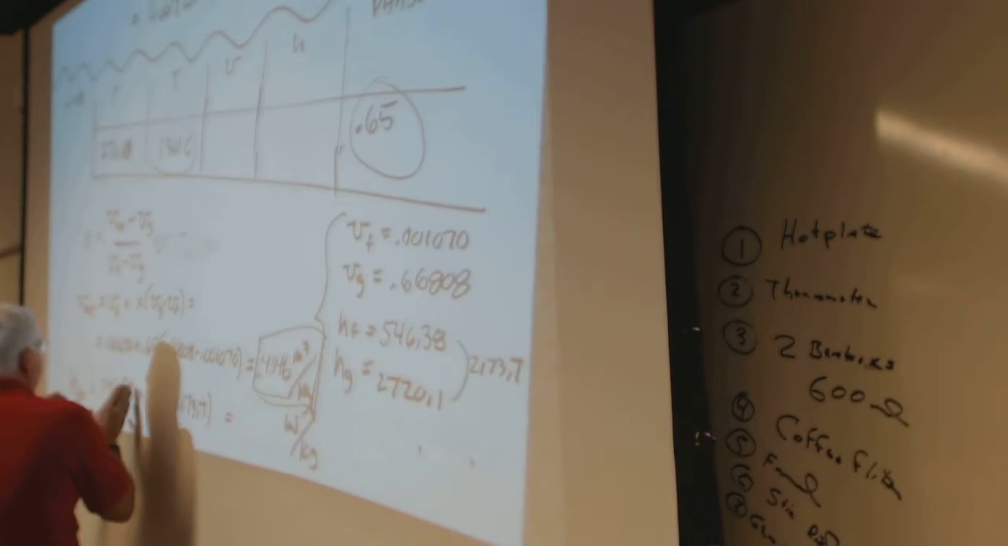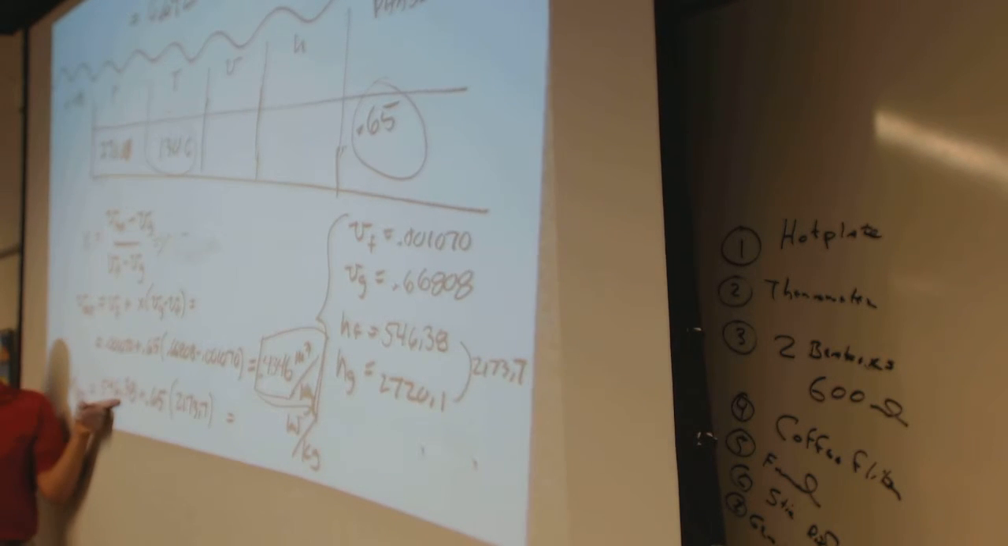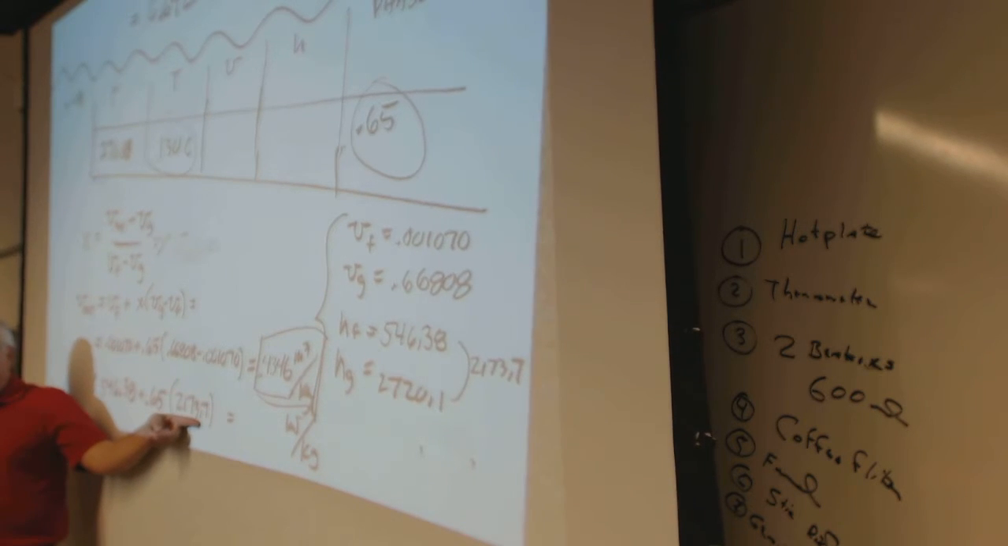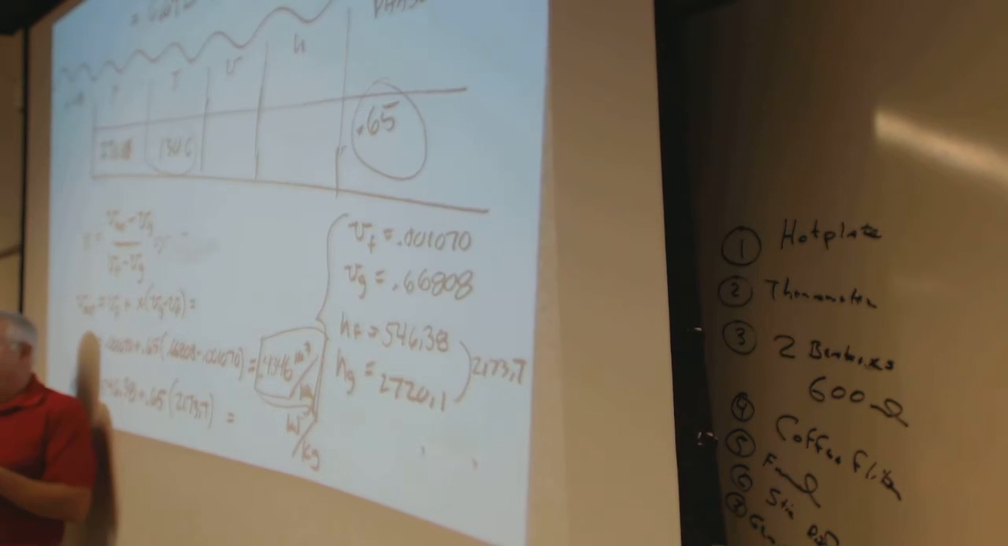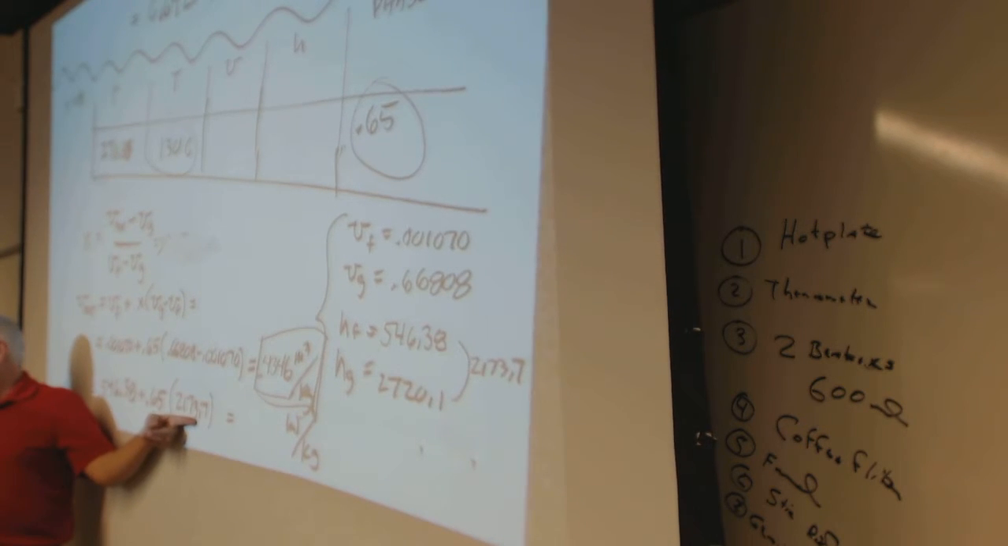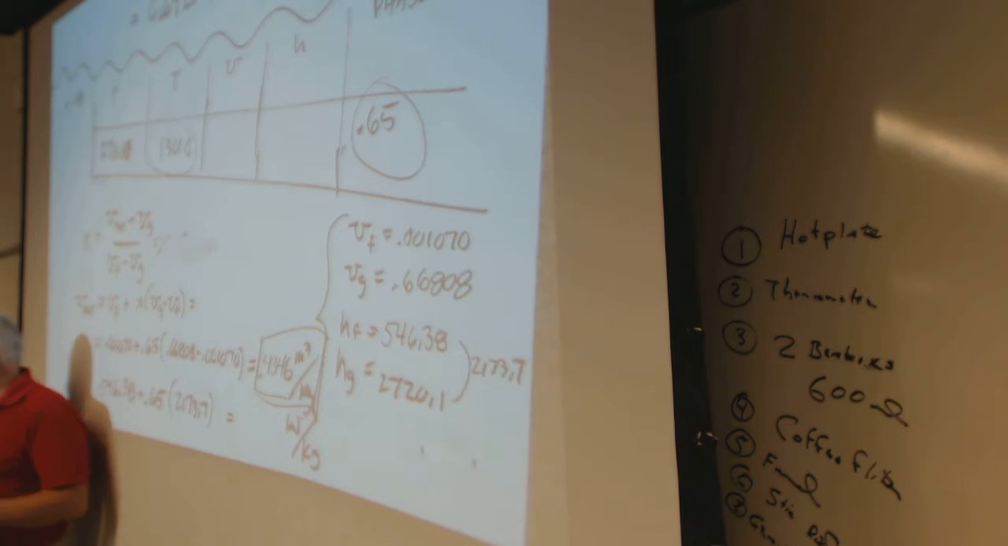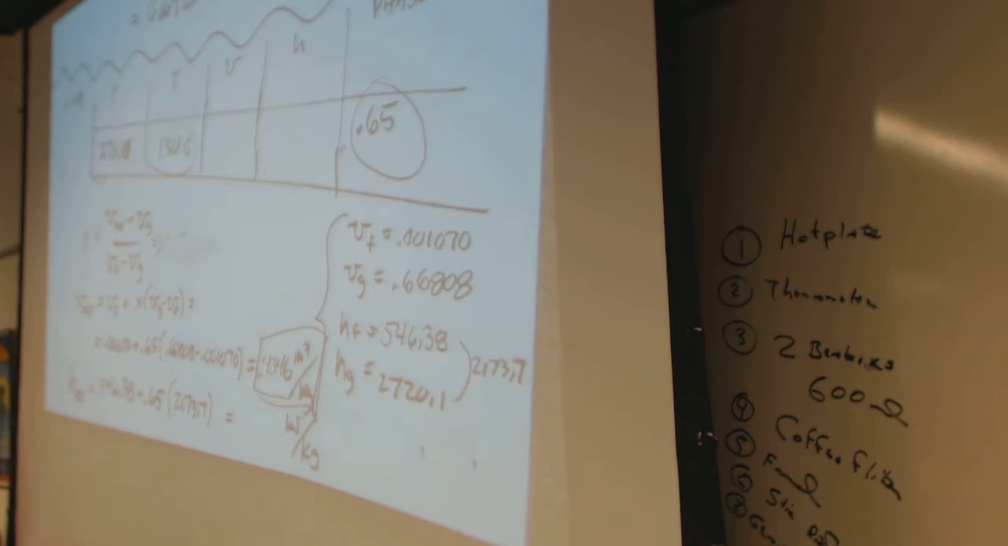It starts off with the liquid. It all has the amount of energy of the liquid, plus 65% of it has the latent heat, which is the difference between how much energy went into the vapor on top of how much energy is in the liquid at that temperature. So that HFG value is also the latent heat number.